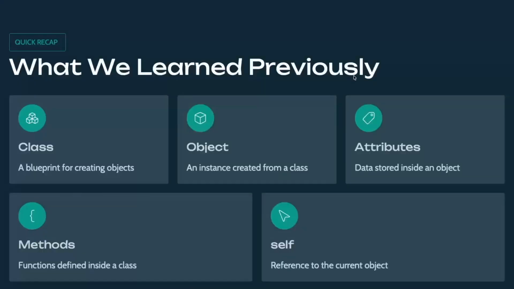Before we move forward, let's quickly review what we learned previously. A class is a blueprint that defines the structure and behavior of objects. An object is an instance created from that blueprint. Attributes are pieces of data stored on an object. Methods are functions defined inside a class, and self refers to the current object itself, allowing us to access that object's attributes and methods. These concepts form the foundation of OOP in Python. Now that we understand what attributes are, let's answer an important question. Where should those attributes actually be stored?